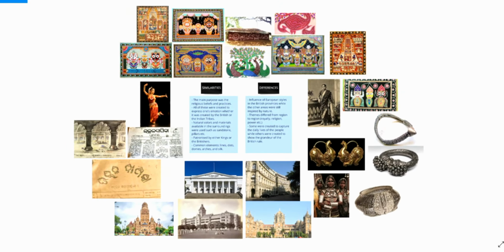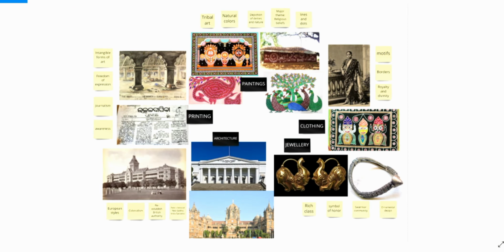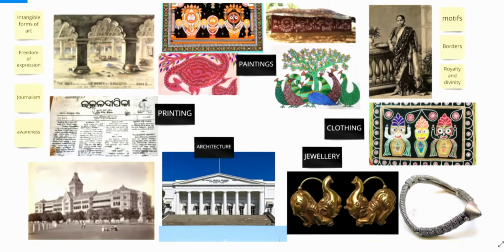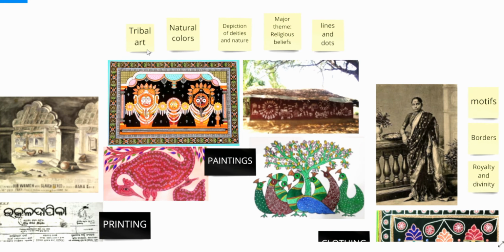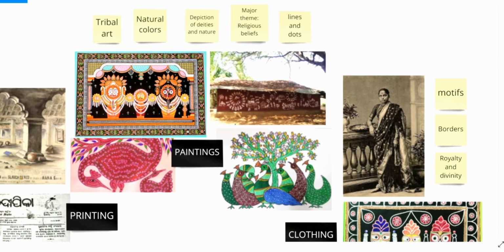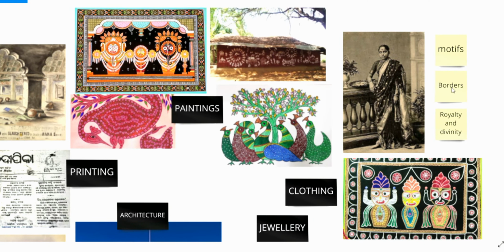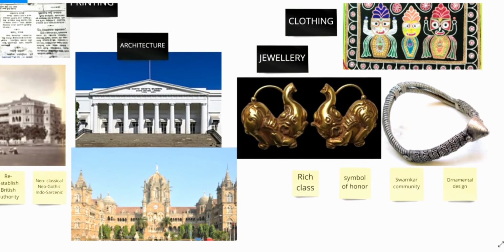Now, after this, I've tried to list the keywords or key phrases which defined each form of expression in different parts of my region. For the paintings, I have listed down words such as tribal art, natural colors, depiction of deities and nature, major themes, religious belief, lines and dots. For clothing, it is motifs, borders, royalty, and divinity. Coming to jewelry, it is rich class, symbol of honor, Swarnkar community, and ornamental design.